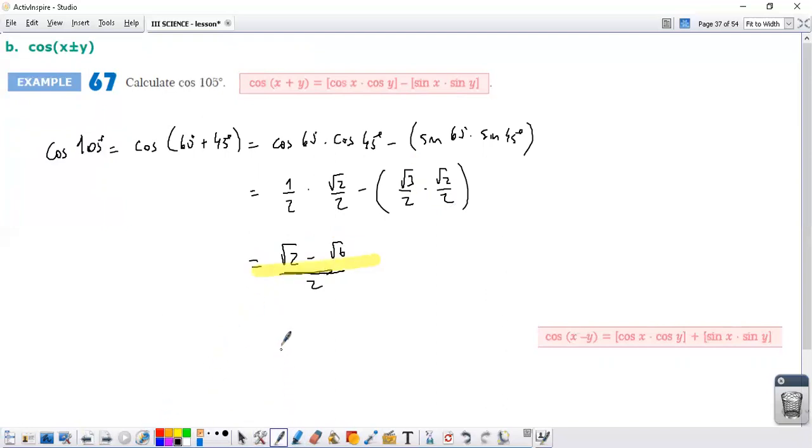Or by taking the difference formula, we can also find the measure of cosine 105. So if we split 105 into 150 minus 45. But I'm going to let you solve it, okay?